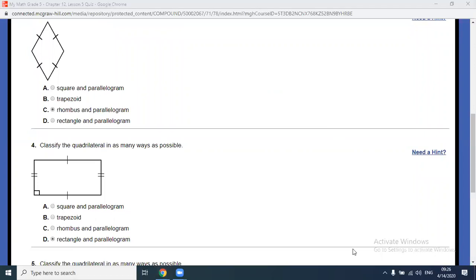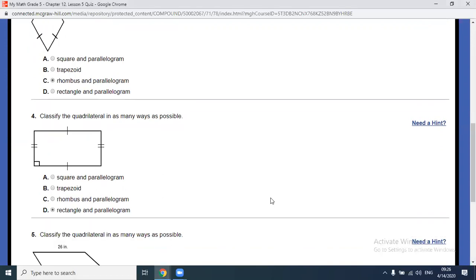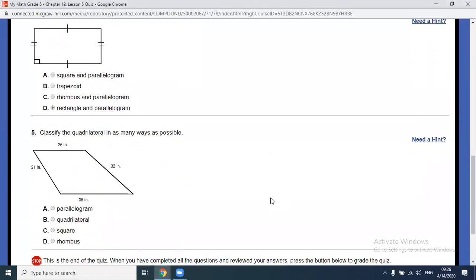Okay. Here, number 4 is a rectangle. Okay. Here, what is the name of the shape? Is it a parallelogram, quadrilateral, square, or rhombus? Are any of the sides parallel here? The sides are all different, right? 26 inches, 32 inches, 36 inches, and 21 inches. So here I have all sides different, not congruent.